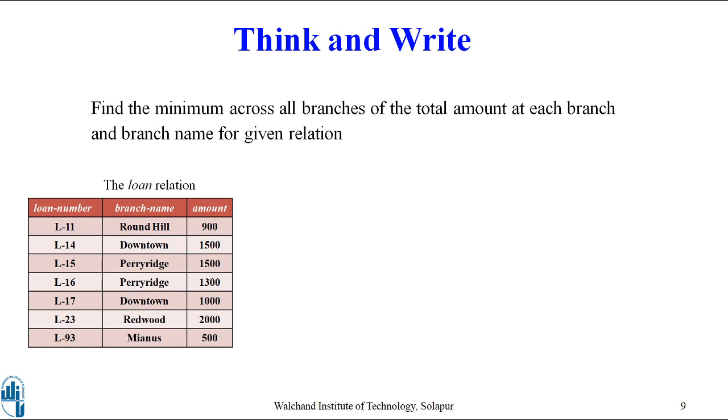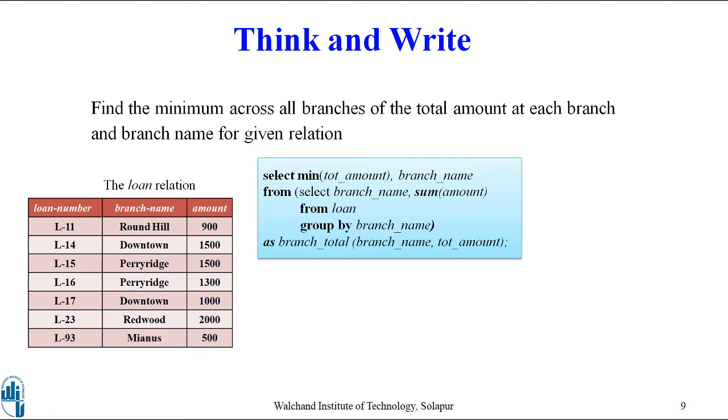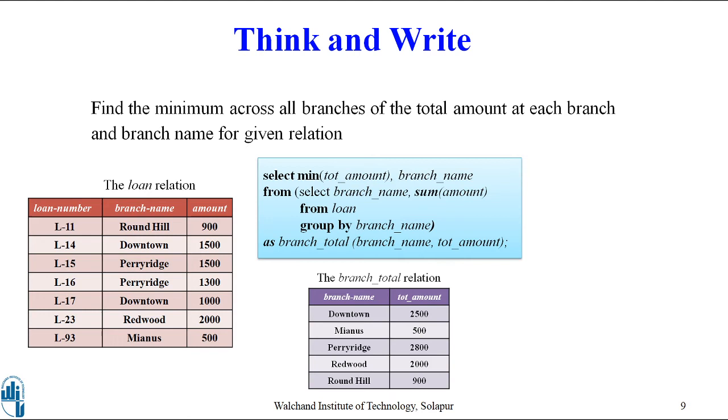I hope all of you have completed this activity. The question was, find the minimum across all the branches of total amount at each branch and the branch name for the given relation. The query is: select minimum of total amount, comma, branch name from, now subquery, select branch name, comma, sum of amount from loan group by branch name as branch total in parenthesis branch name, comma, total amount.